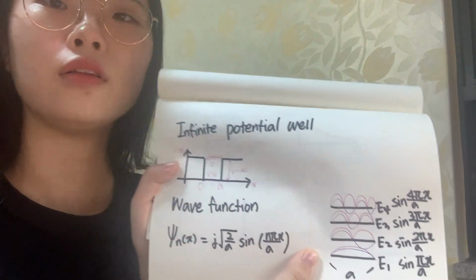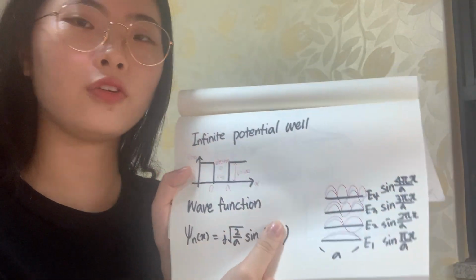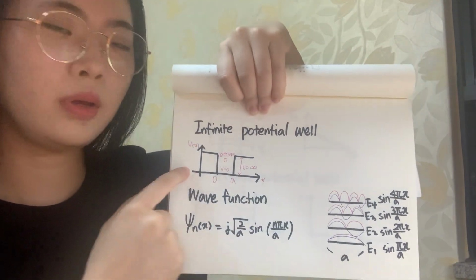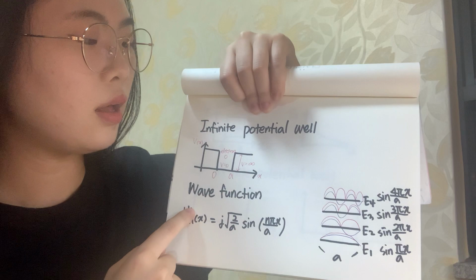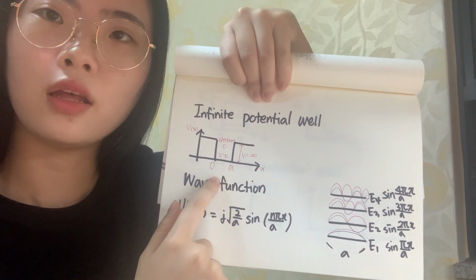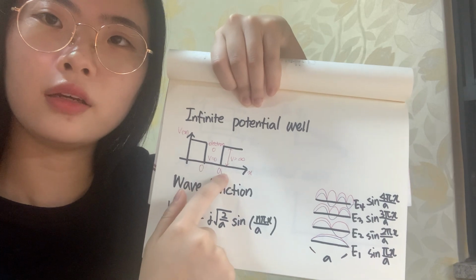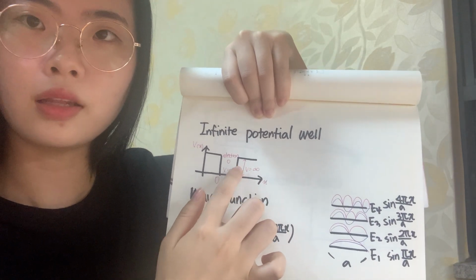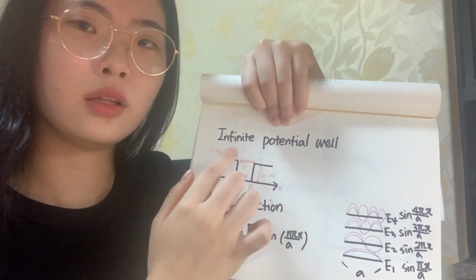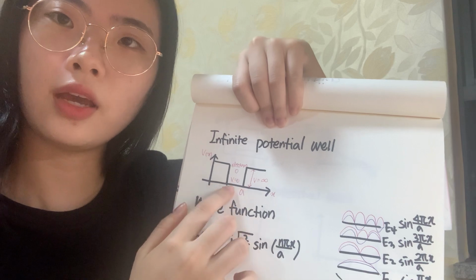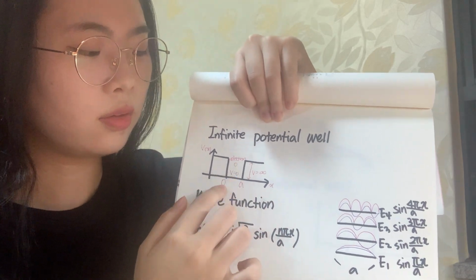Then let's look at the infinite potential well. An infinite potential well looks like this graph, and the electron should be located in 0 to a. In this part and this part, the electron should not be located here. The electron should only be located in this 0 to a.